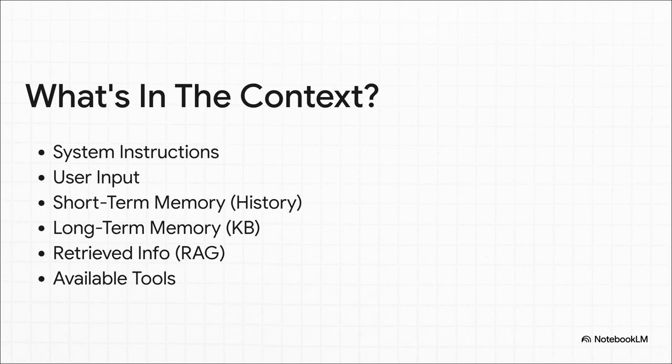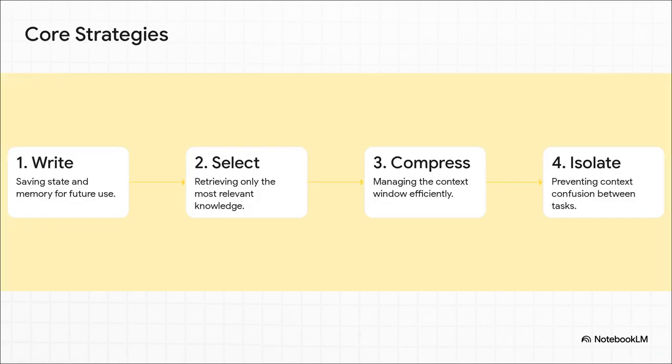And finally, it knows what tools it can use, like calendars or other APIs, to actually do things in the real world. So, engineers have these 4 core strategies to juggle all that information. They write important things to the AI's memory so it doesn't forget. They select only the most relevant bits of knowledge for the current tasks so it's not overwhelmed.